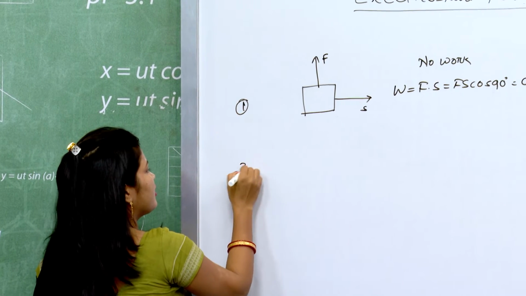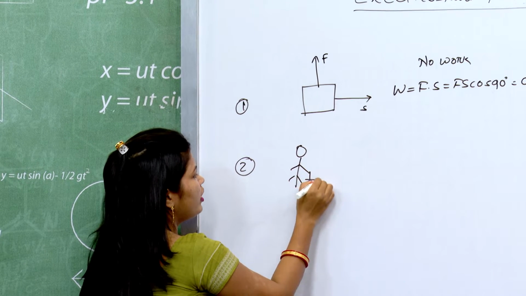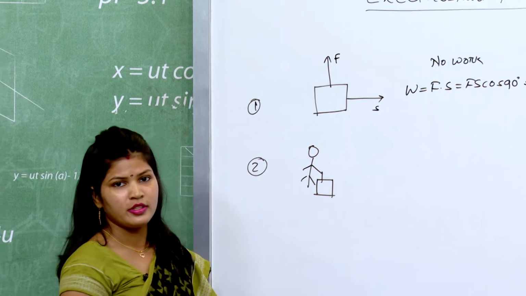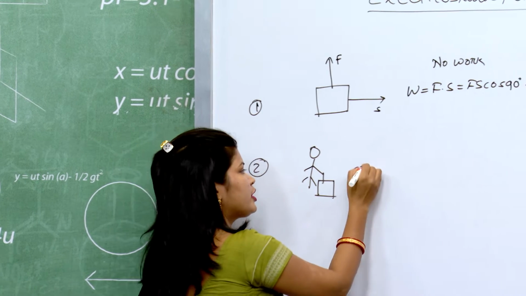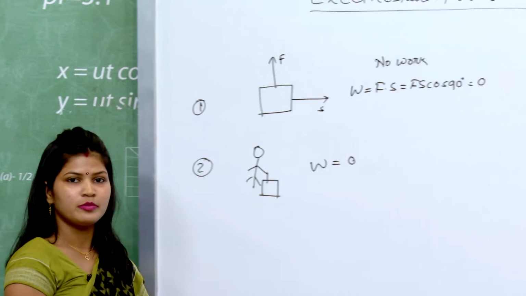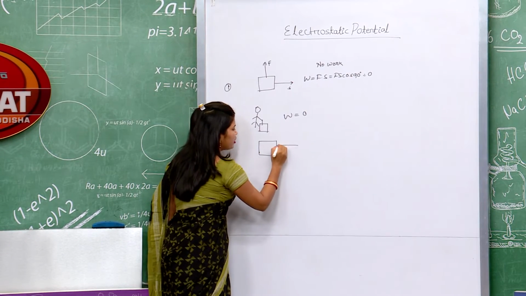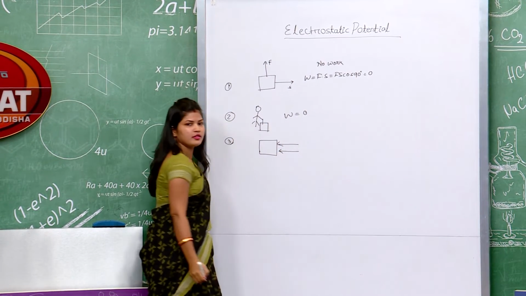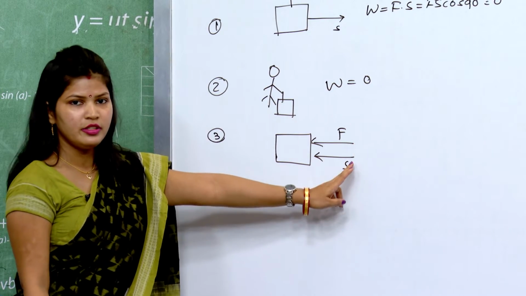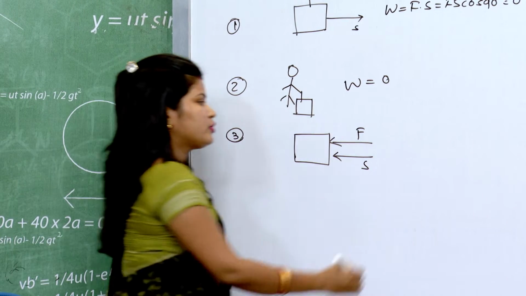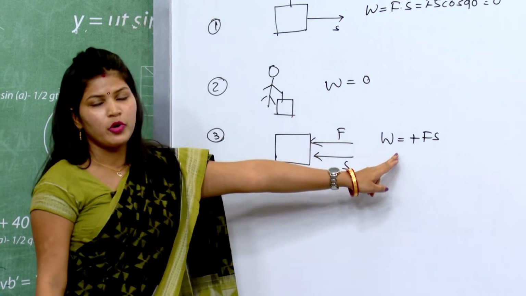This is the first case. Second case, suppose you are standing and holding a box for an hour. Still you are doing no work because you are not moving. So, displacement is 0, work done is 0. In the third case, you are pushing a box while moving. Your force and displacement are in the same direction, so the angle between them is 0. So, W is equal to plus Fs. That means you are doing positive work.